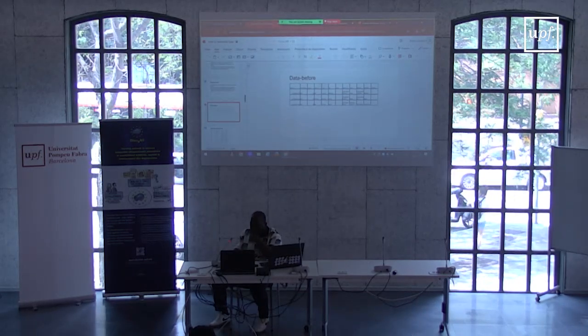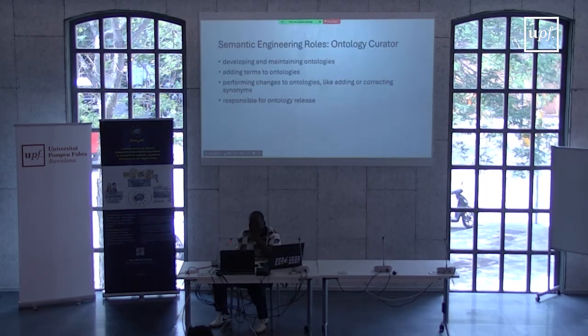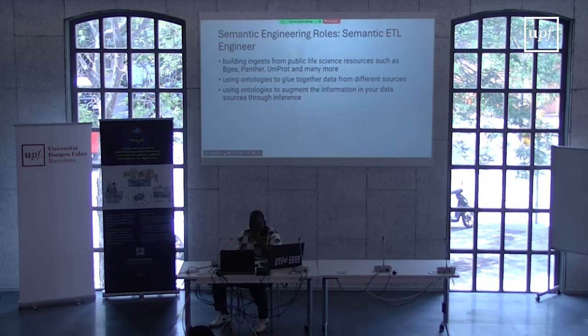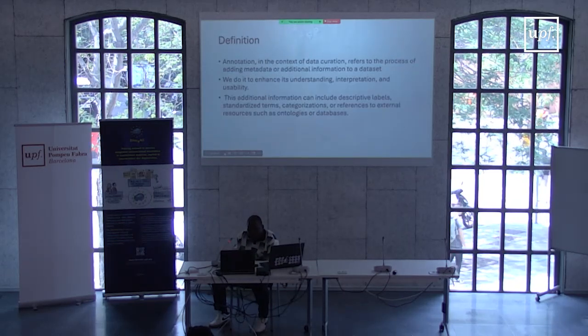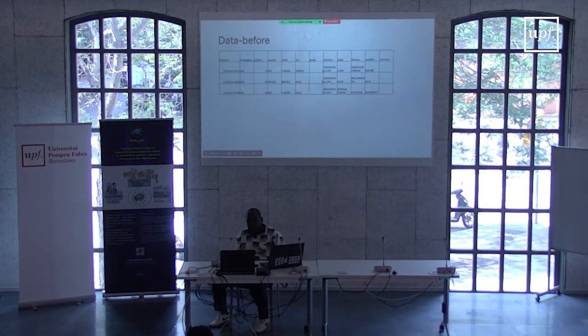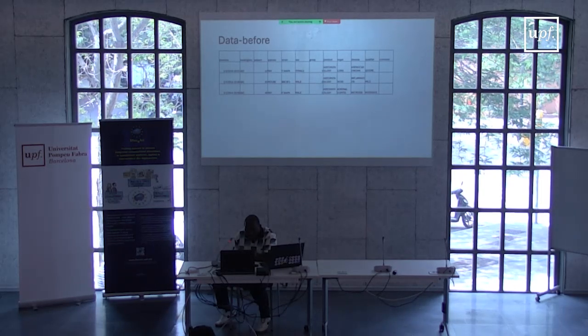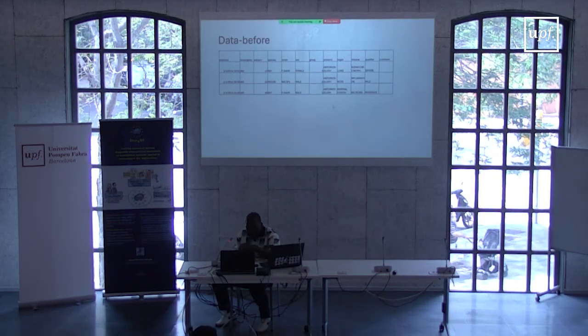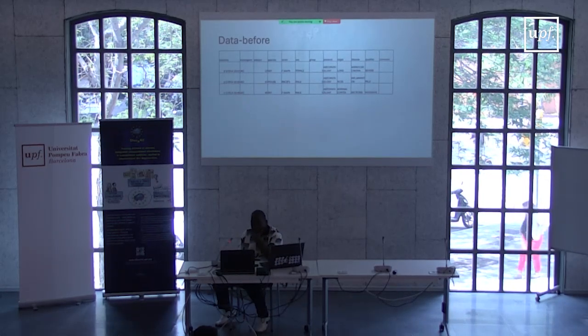So for instance, this was our data before. It contains a data set that has information about different investigators: their species, their sex, their protocols, their diseases, and their qualifiers. This is how a scientist like you would present it. But first of all, it's not findable, it's not accessible, it's not interoperable, and it's not reusable.